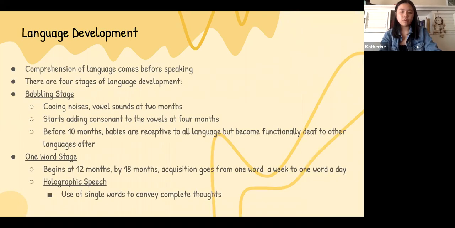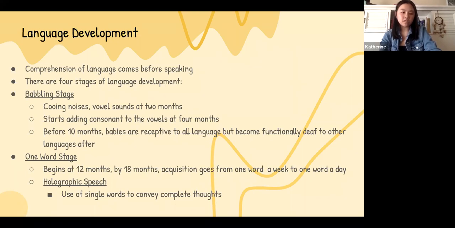All right, so language development. This is the comprehension of language. Comprehension of language comes before speaking. We understand words better than we actually speak. So there are 4 stages of language development, going from the very early ages of infancy to over the age of 2.